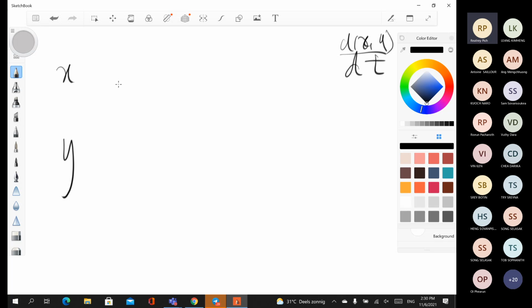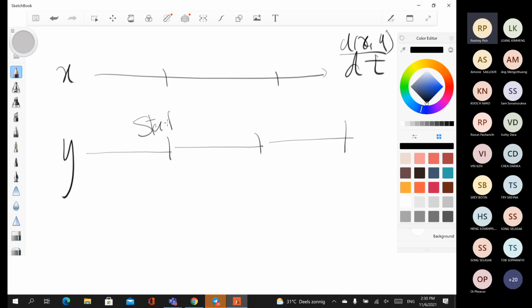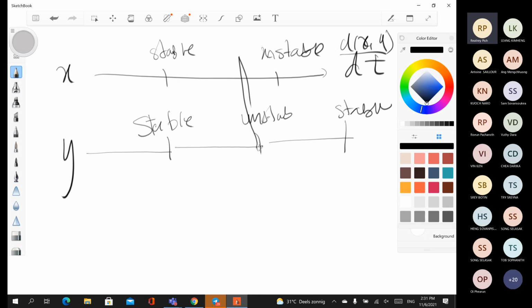So for example, in the phase diagram, you have this notion. For example, you have 2x, and in this case you have different y. For this value to this value, this one is stable, but this one is unstable. This one is stable. This one is unstable. You have to make a notion from here.